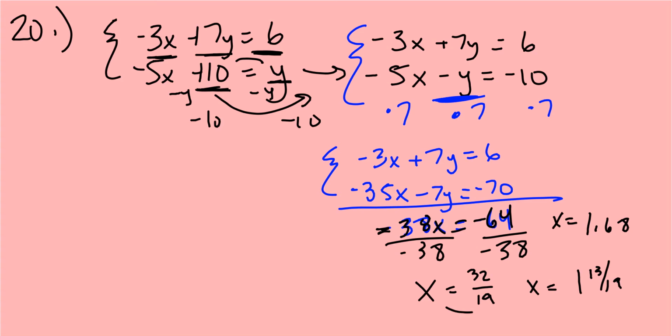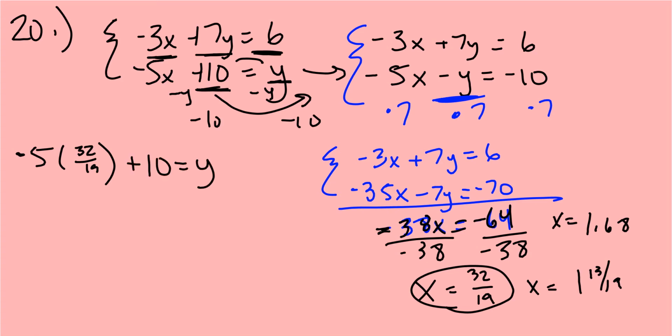Now I'm going to plug in 32 over 19 just because it's easier for me to plug into the top equation. So I'm going to say negative 5, instead of x, I'm going to put 32 over 19, plus 10 equals y. Hold on. So x is equal to 32 over 19. I picked that. I'm going to plug it into the original top equation. I'm going to multiply negative 5 times 32 over 19.